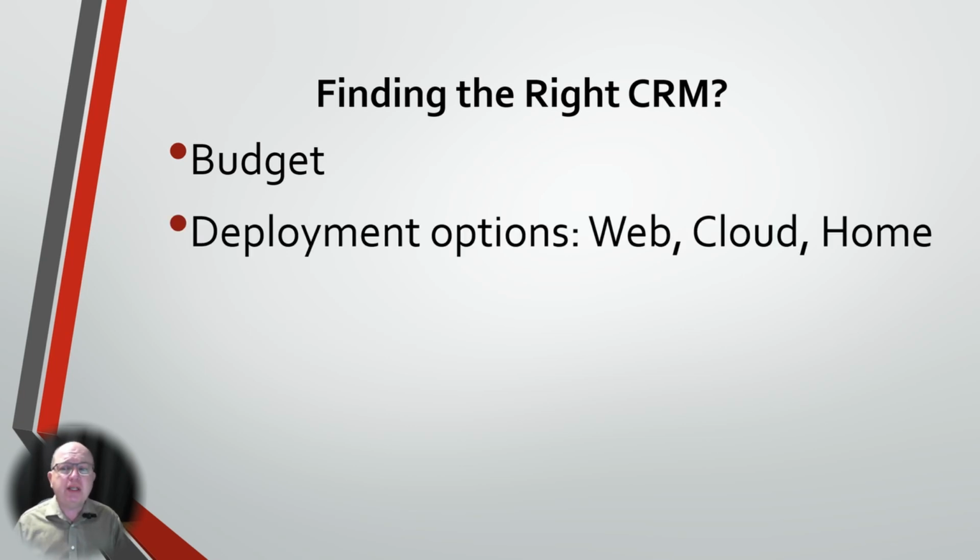The other thing that you want to consider is, what are the deployment options? Is it something that you just have in a book? Is it something that is on the web that you have to use a web browser? Or is it only something that is on your computer at home? Or is it cloud based so that you can access it anywhere? These types of things come into accessibility, to get to the data from your CRM. What's the ease of use?